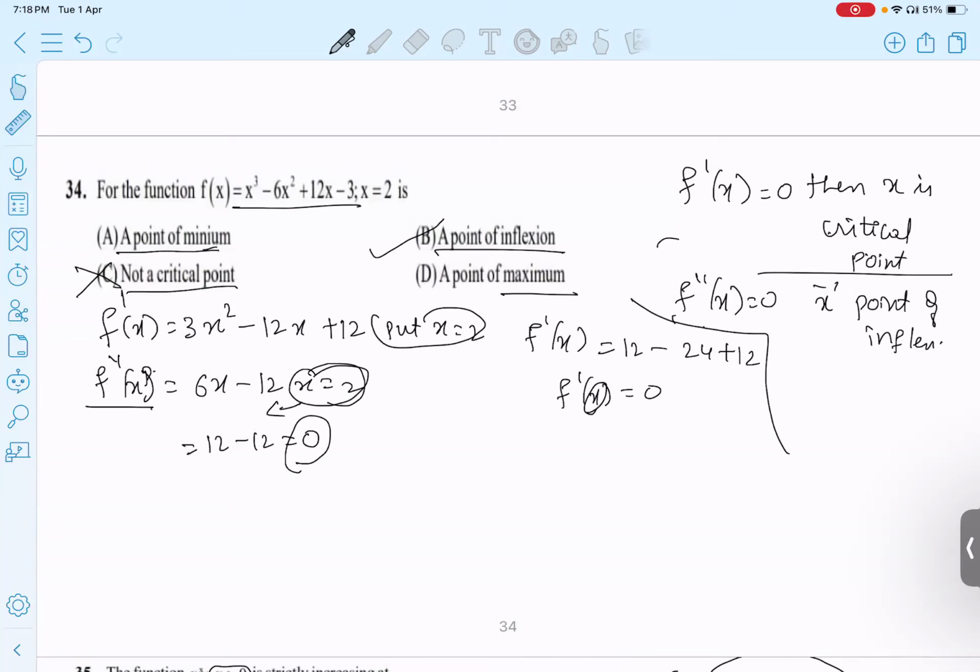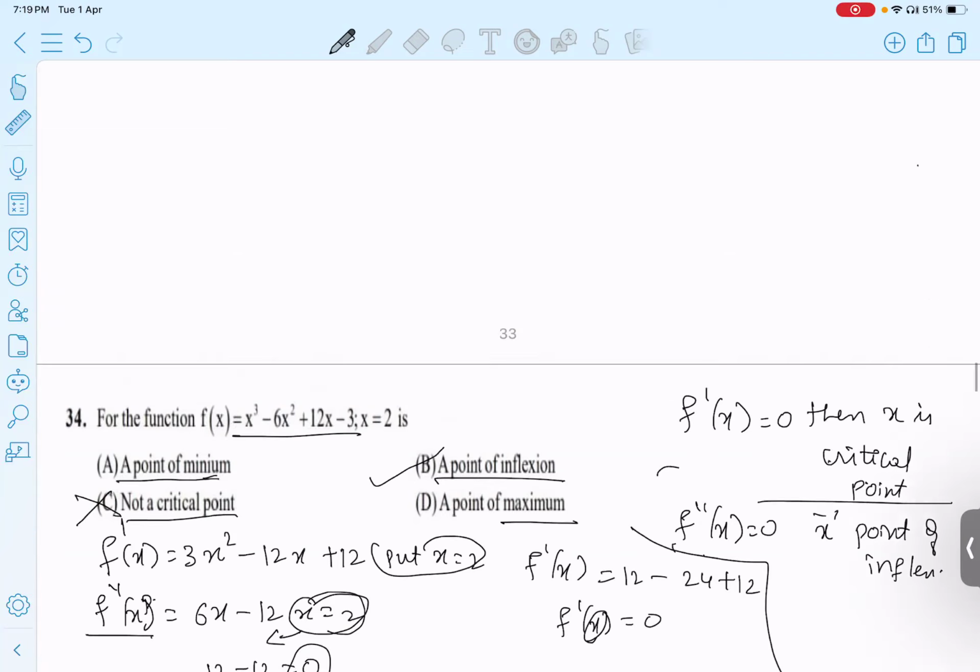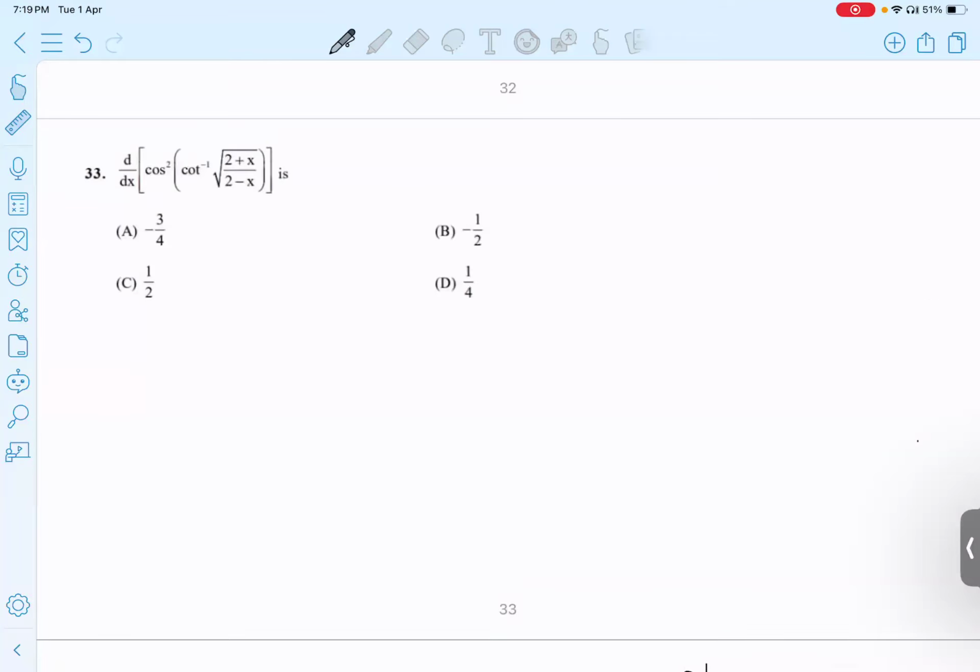Memorize these two, students. Yes, moving on to the next question. So differentiation, composite function, cos square, cot inverse. Okay. See, what is the trick we have to apply over here? Here is a cot inverse. Here is a root. We know cot inverse is there. Then if we have cot x, these two will be eliminated and we'll get only x.